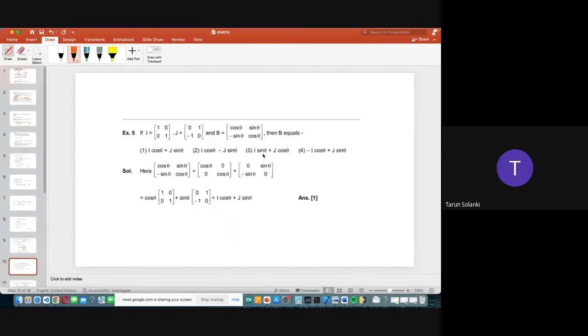Okay. Next, if I is 1, 0, 0, 1 and J is 0, 1, minus 1, 0, and B is given as cos theta, sin theta, minus sin theta, cos theta, then B is equal to what? So here cos theta, sin theta, minus sin theta, cos theta is equal to cos theta, 0, 0, cos theta plus 0, sin theta, minus sin theta, 0. So which will become cos theta times 1, 0, 0, 1 plus sin theta times 0, 1, minus 1, 0. So which becomes I cos theta plus J sin theta, meaning option 1, I cos theta plus J sin theta.